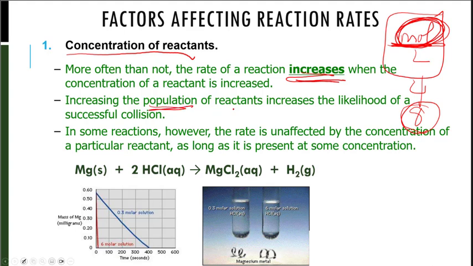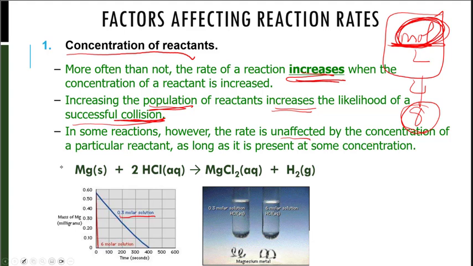So when I increase the population of the reactants, we're increasing the likelihood of successful collisions, of them bombarding one another and reacting. In some reactions, however, the rate is unaffected by the concentration of a particular reactant as long as it is present at some concentration.